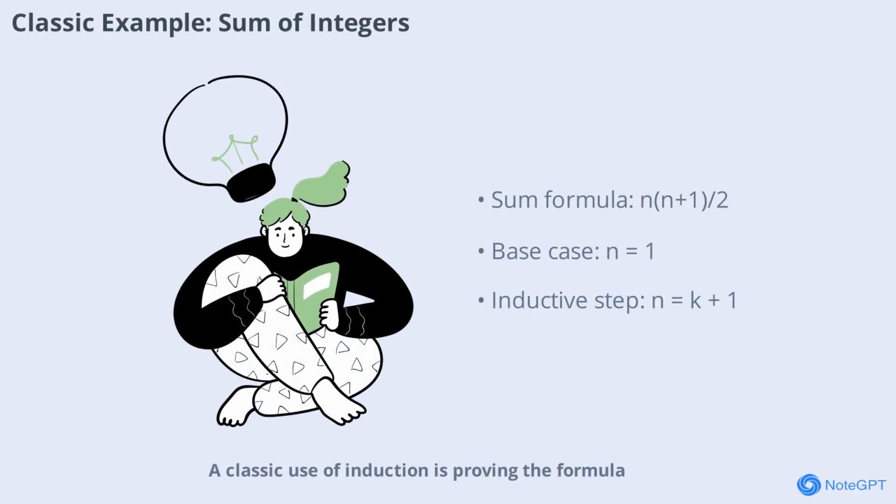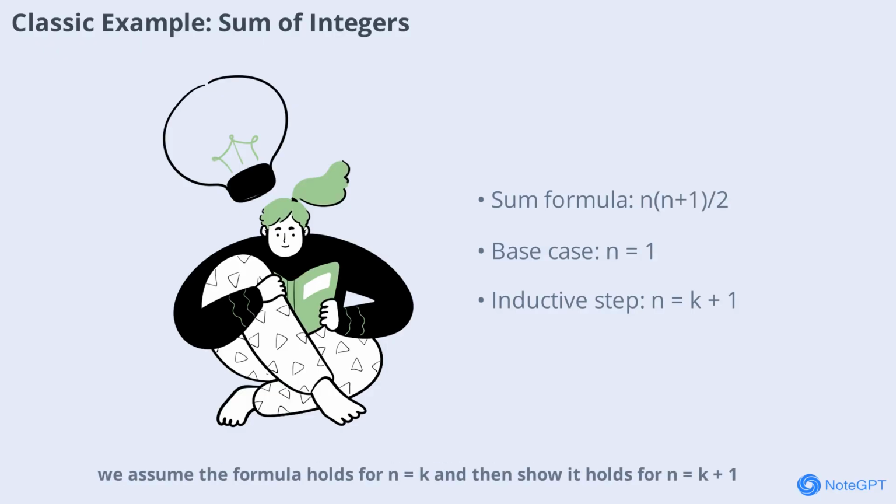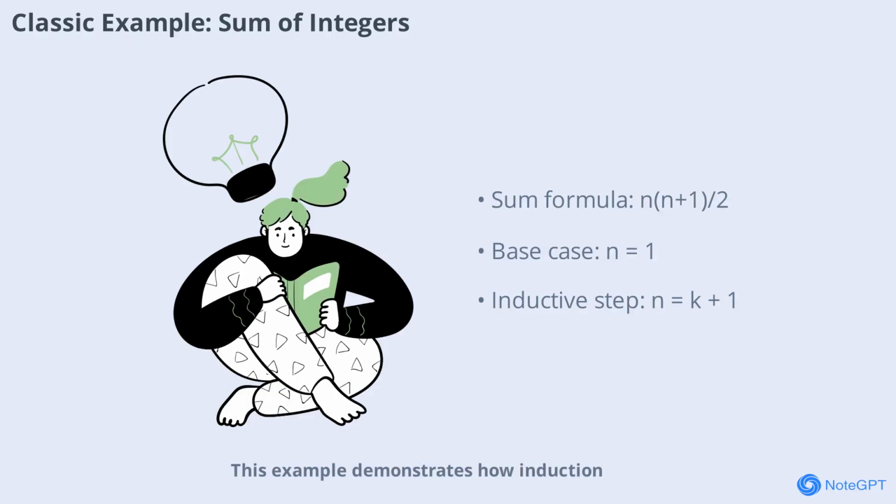A classic use of induction is proving the formula for the sum of the first n positive integers, 1 plus 2 plus ... plus n equals n(n plus 1)/2. We start by checking the base case n equals 1. The sum is 1 and the formula gives 1(1 plus 1)/2 equals 1, so it works. Next, we assume the formula holds for n equals k and then show it holds for n equals k plus 1. This example demonstrates how induction can prove statements about sequences efficiently.